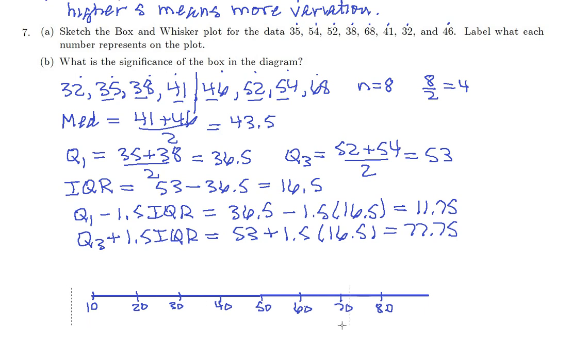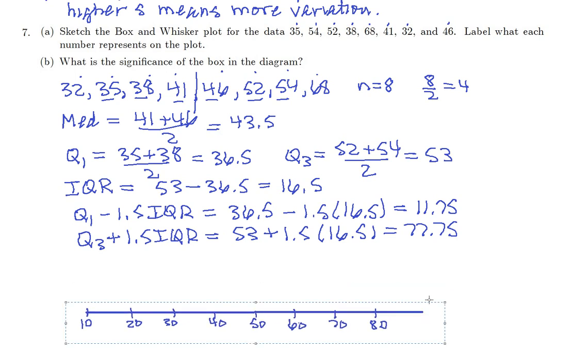And let's go ahead and put the box above the number line. So remember the box goes from Q1 up to Q3, so 36.5 to 53.5. 36.5 would be about right here, and then the 53.5 would be about right here.